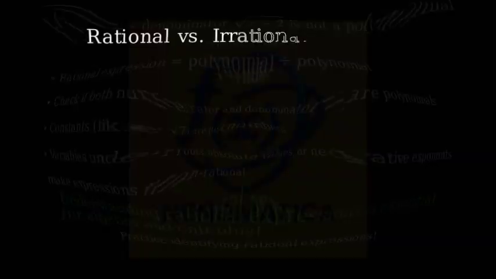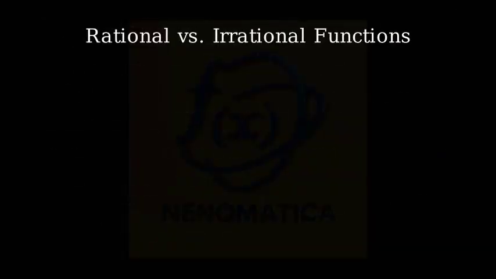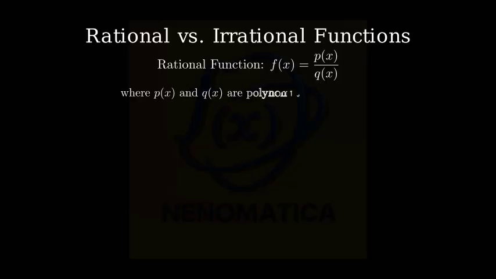Welcome to our math lesson on rational and irrational functions. Today, we'll learn how to identify whether a function is rational or irrational based on its form. Let's start by defining what makes a function rational. A rational function is any function that can be expressed as the quotient of two polynomial functions.